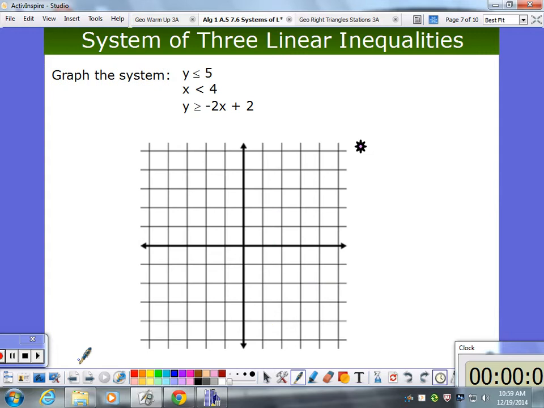Look at this one. It's got 3 inequalities in it. That can happen. So you just go ahead and graph them all. This one is at the bottom of page 1 here. So y less than or equal to 5.